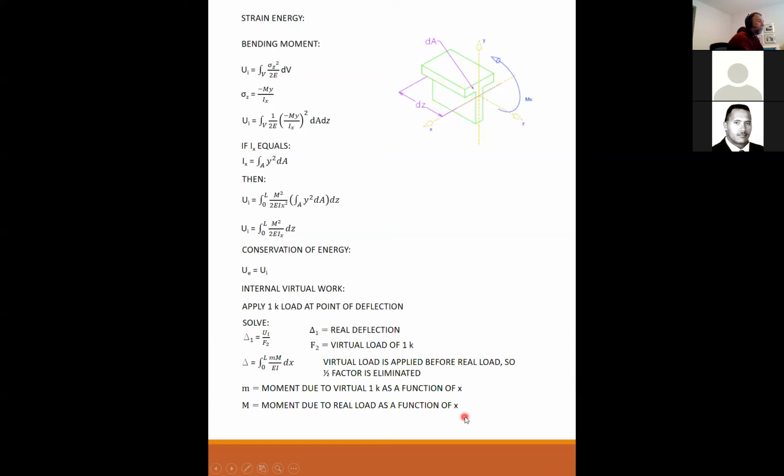When you were doing shear and moment diagrams, and we were learning how to find the equations for the moment in terms of x, well, it's coming back to haunt you. Yes, there was a reason to learn that stuff, and that's what this is right here. This is the moment due to the virtual load as a function of x, and we have a moment due to the real load as a function of x. Okay, who's ready for a real world example?